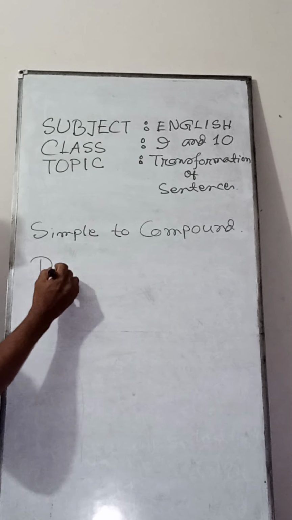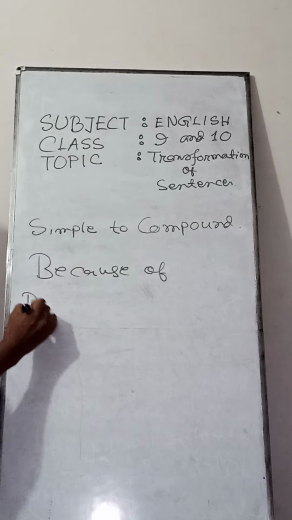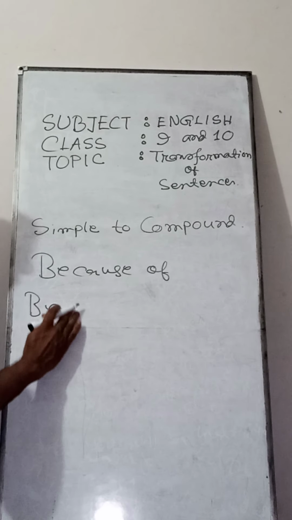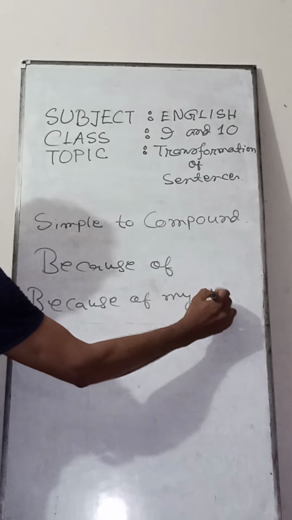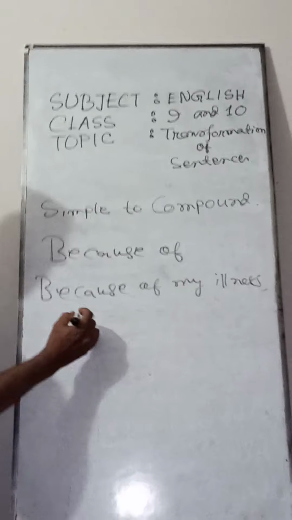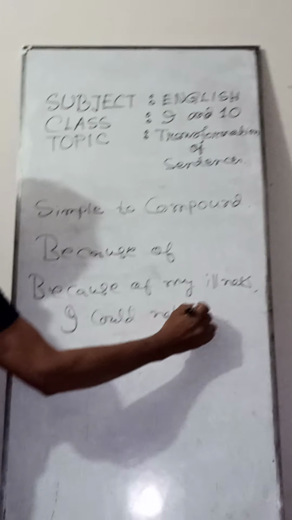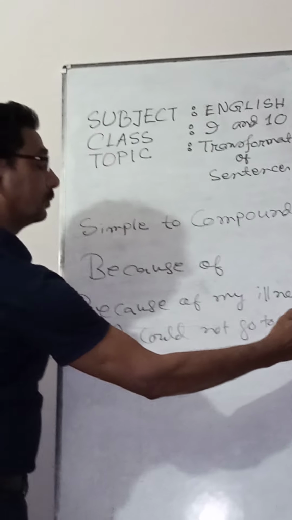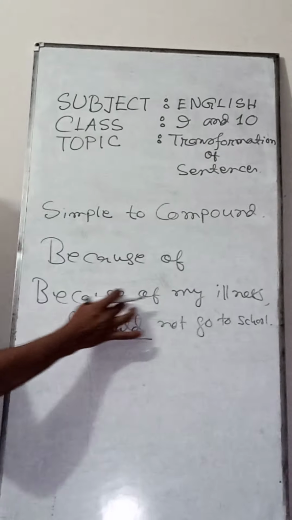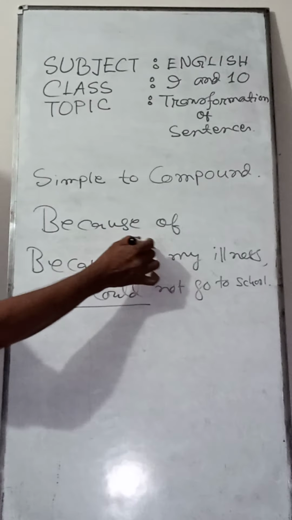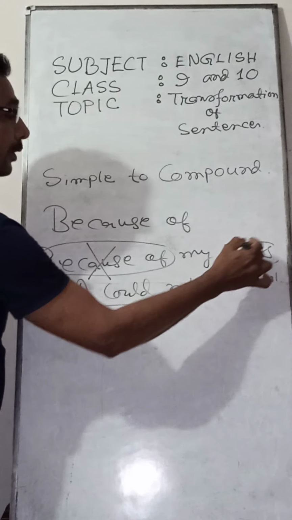Because of, for example, because of my illness, I could not go to school. You see, this is also past tense, could. Because of my illness, I could not go to school. And this is the sign of a simple sentence.